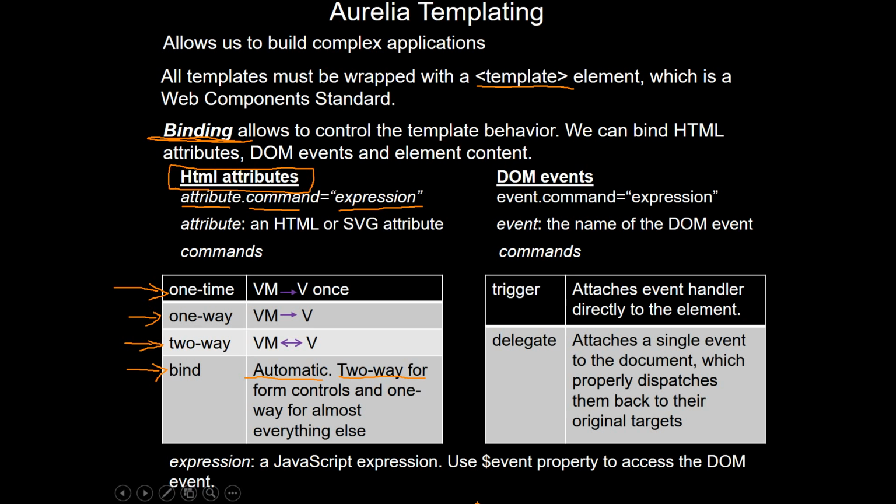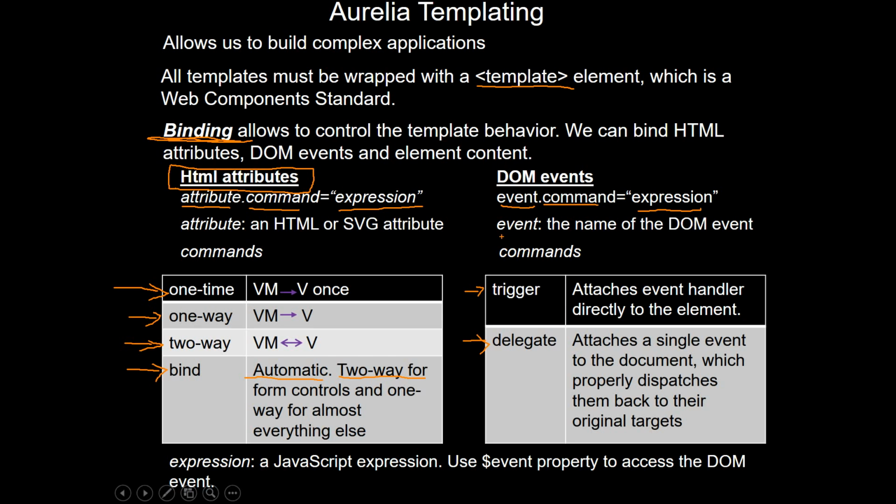What do I do to bind to the DOM event? Like when I click a button, what should happen? How do I communicate that using Aurelia templating, Aurelia binding syntax? It's the same syntax. Instead of an attribute, here it'll be a DOM event, dot, command, equals an expression. We'll go to the expression towards the end. What are the two possible commands? There are two. One is trigger. The other one is the delegate command.